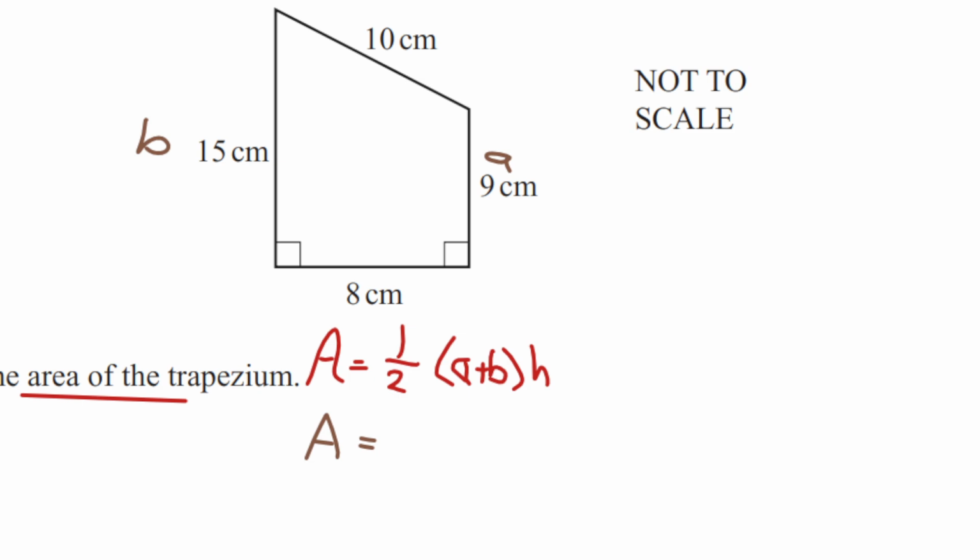So now, it's going to be a half times A plus B, 9 plus 15 is 24. Half times 24 times the height. The height is 8. It's always 90 degrees with both of these. So it's 8. Then why did they give us this 10 here?